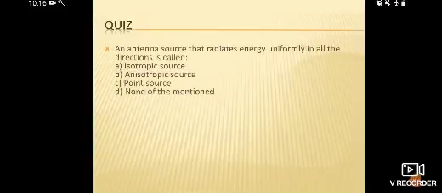So the next question: an antenna source that radiates energy uniformly in all directions is called, whether it is isotropic source, anisotropic source, point source, or none of the mentioned above. So what is the answer? Please note this question.